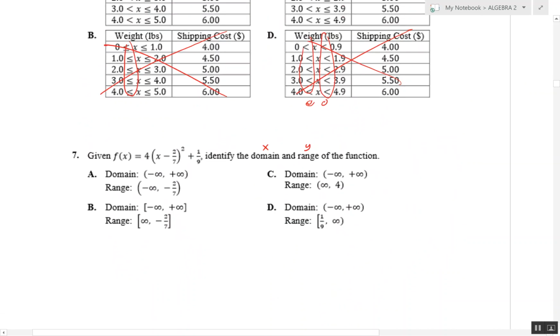Okay, so a couple things off the bat. I know off the bat, what kind of equation is this going to give me? This is going to give me a U-shaped graph. This one's going to move it in this direction, and this one's going to move it up. So it means it's going to change the range.